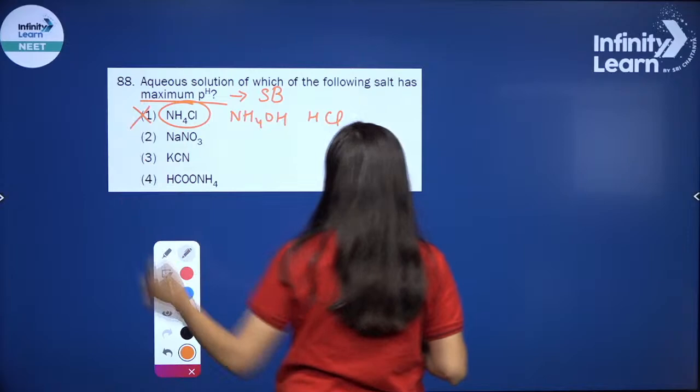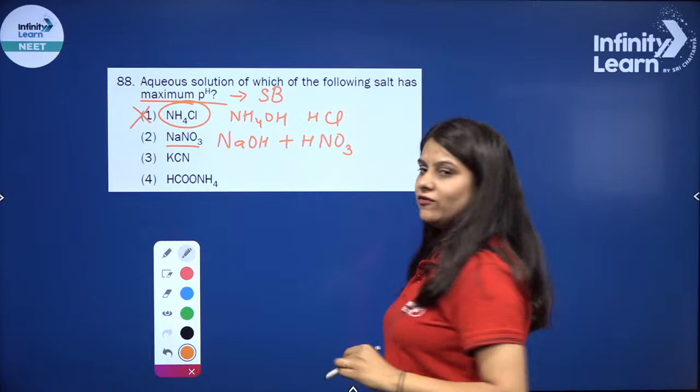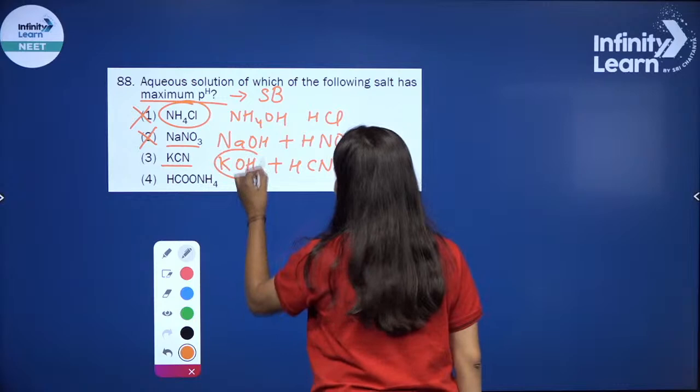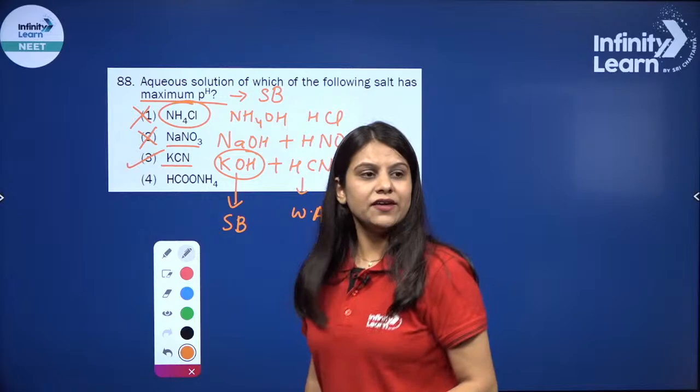Next, NaNO3, it is made up of NaOH plus HNO3. Both are strong, strong acid, strong base. So what will be the pH? pH will be neutral, so this also will not be the answer. Next, KCN. KCN is made up of KOH plus HCN. KOH is a strong base and this is a weak acid. So what is the correct answer? The correct answer is option number 3. Right, everyone?